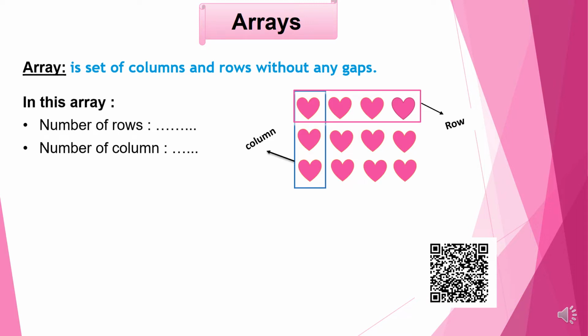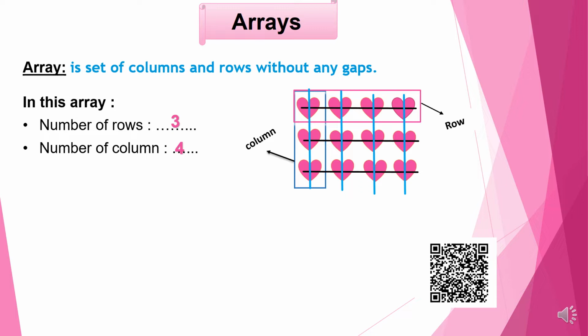In this array, the number of rows, how many rows here? We said rows are items in horizontal direction, horizontal lines. Okay, so let's count together. 1, 2, 3. So we have 3 rows. The number of columns are items arranged in a vertical way or vertical direction. 1, 2, 3, 4. So we have 4 columns.